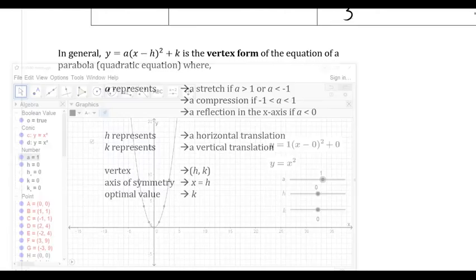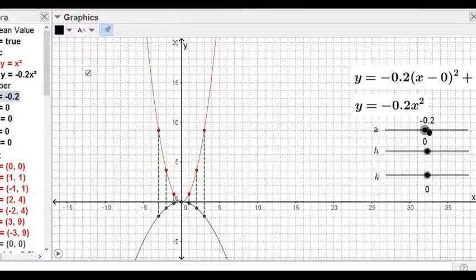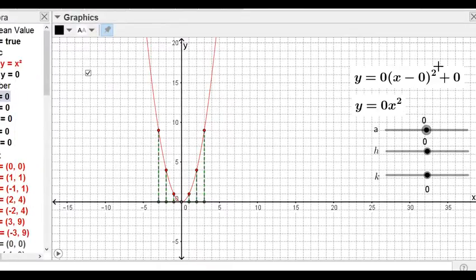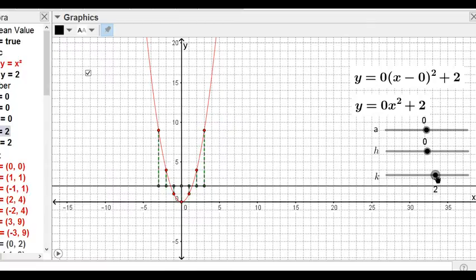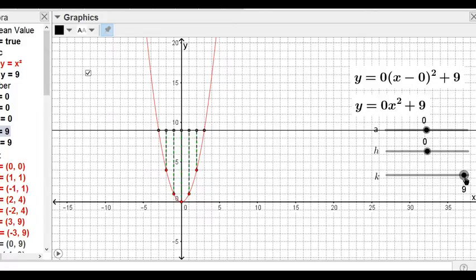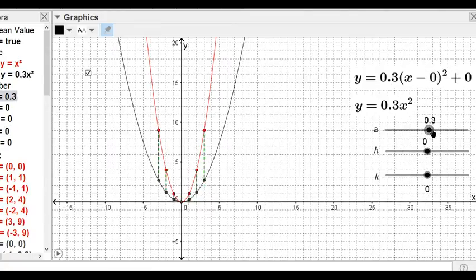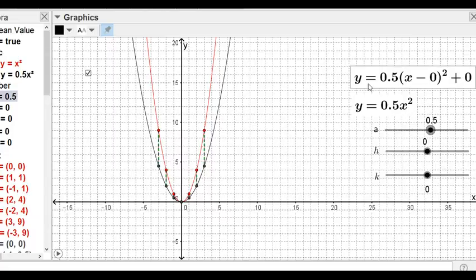Riley? If I make A 0, this whole part is gone, so the whole x squared part's gone, so it's just a flat line at K. It's like y equals 10, is what it's saying. Does that make sense? It's a good connection to make, but that's never really going to come up for us.